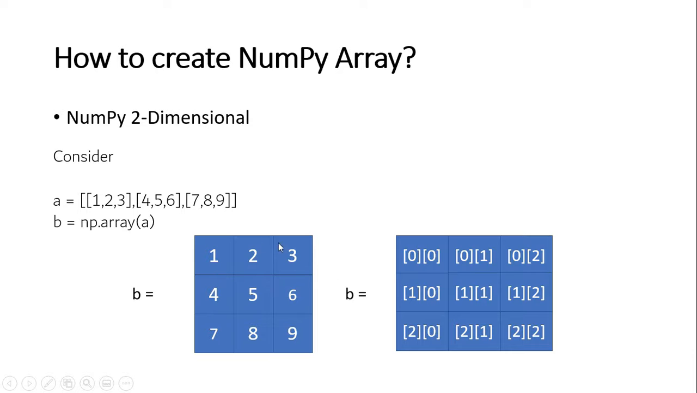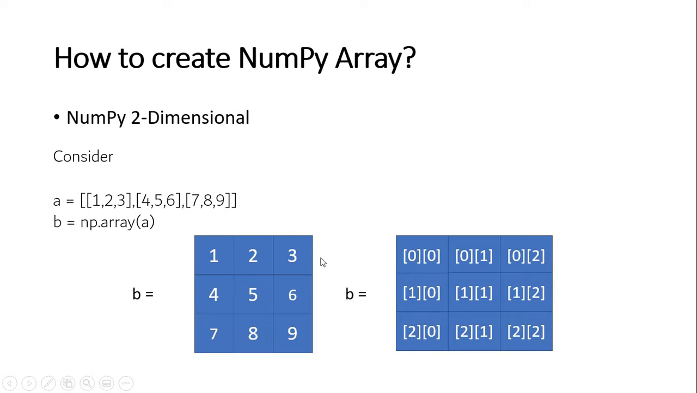And if you want to extract or identify these particular elements, then those index values will be like this. For example, if I want to access the 1 from the array, then I should write b of 0, 0, right? If I want to extract the 5, then I have to write b of 1, 1. Similarly, if I want to extract 9, then I have to write b of 2, 2, right?